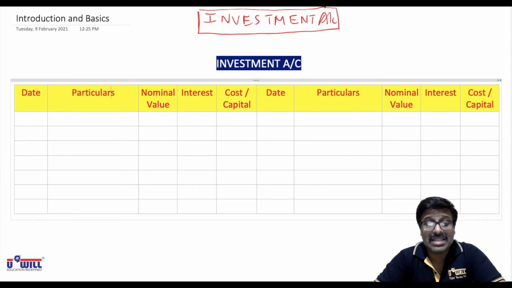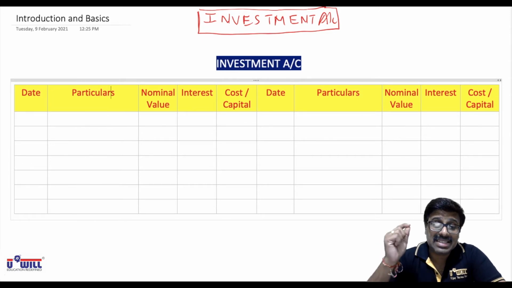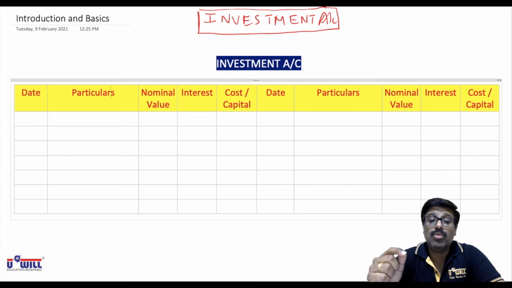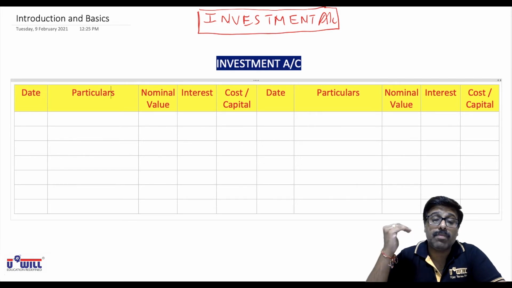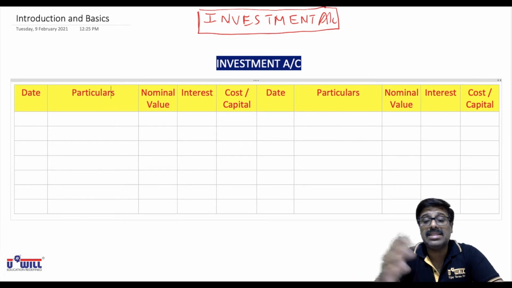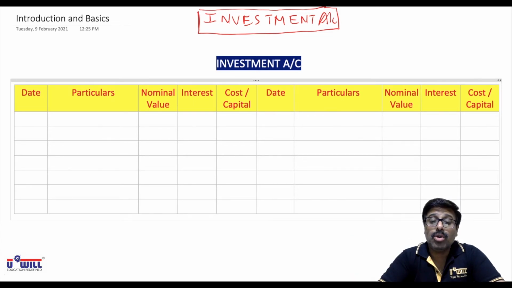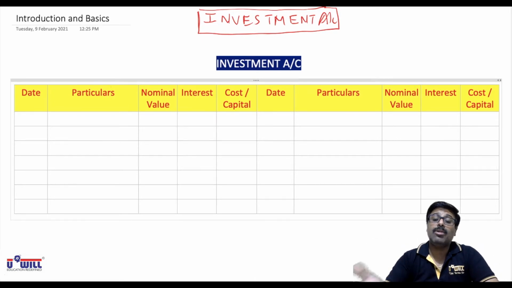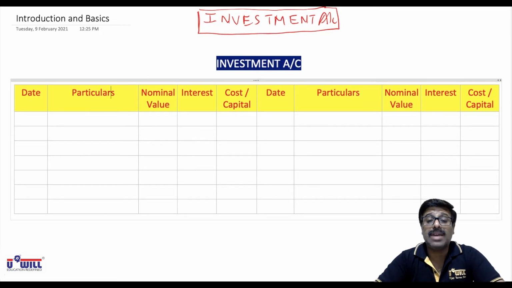Now, why do I call it a special ledger account? Because this single ledger account will give you all the information of investment. Nominal value means face value. Cost or capital means at what price you bought or sold it. Even interest on investment is included in this account itself, so there is no need to make a separate ledger account for interest. It's a combination of investment account as well as interest account. That's why I call it a special ledger account.